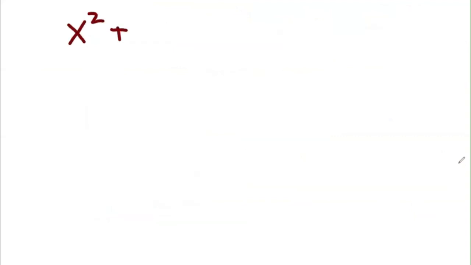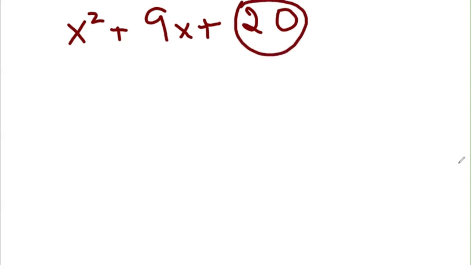X squared plus 9x plus 20. This is the quadratic equation. You have to make factors of the third term. What is the third term? It's 20. Let's make factors of 20. 1 multiplied by 20. Then 2 multiplied by 10.